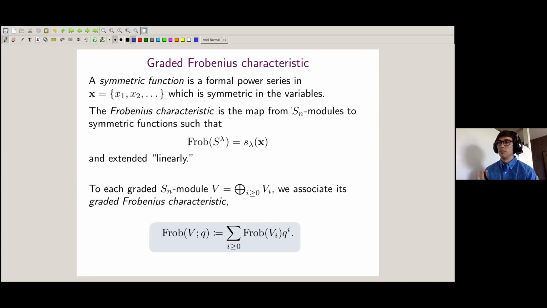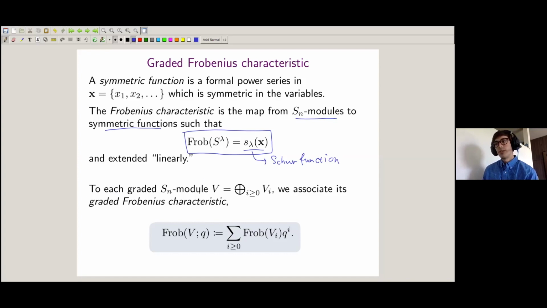So I'm just going to recall the graded Frobenius characteristic very quickly. Essentially, it's a map from symmetric group modules to symmetric functions. A symmetric function is a formal power series in infinitely many variables which is symmetric. The Frobenius characteristic is related to the character of a representation, but it's not quite the same thing. Instead, you get a symmetric function. The defining property is that the Frobenius characteristic of the irreducible indexed by λ maps to the symmetric function called the Schur function. And the Frobenius characteristic of a direct sum of irreducibles just maps to the corresponding sum of Schur functions.